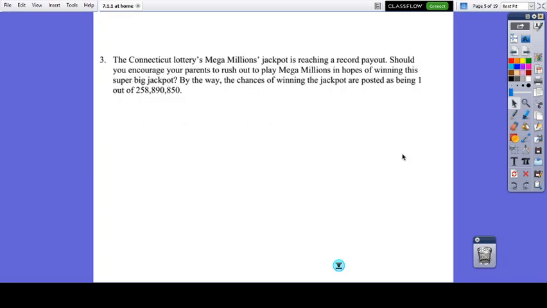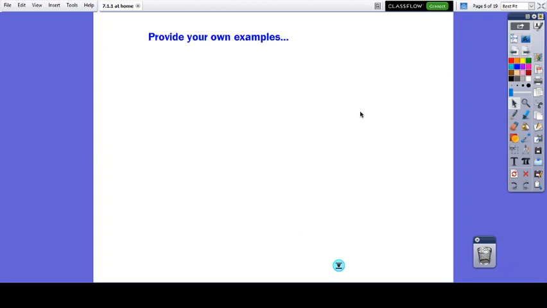Situation number 3, the Connecticut Lottery's Mega Millions jackpot is reaching a record payout. Should you encourage your parents, we know you can't bet, to rush out to play the Mega Millions in hopes of winning the super big jackpot? By the way, the chances of winning the jackpot are 1 in 258 million, 259 million approximately. So those are 3 situations where you would have to assess the likelihood of the event occurring and then make a decision.